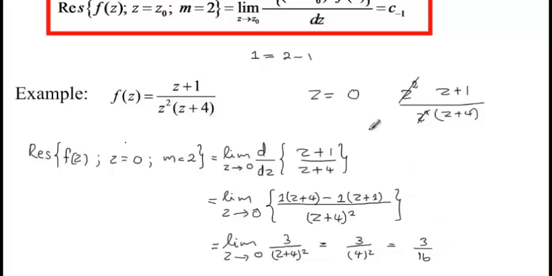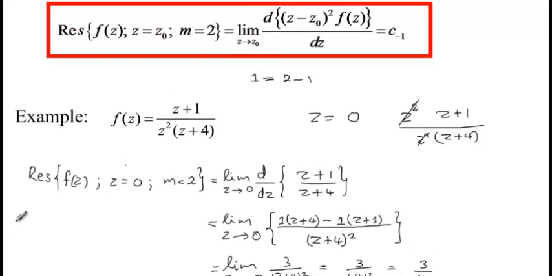In this case now, our residue of the given f(z) at the double pole z equals to 0 will be 3 over 16. I hope you've seen how this formula has been applied here to compute the residue, and that you're going to be able to do some simple practice following this example.